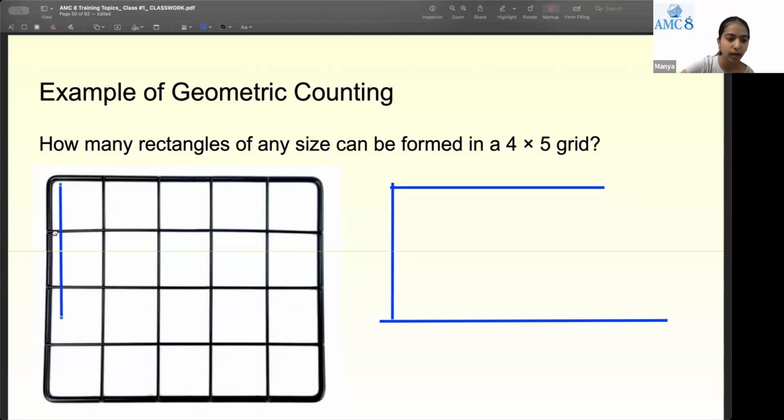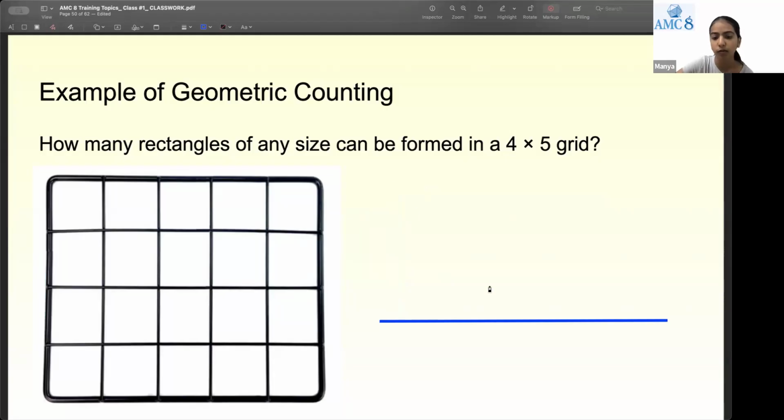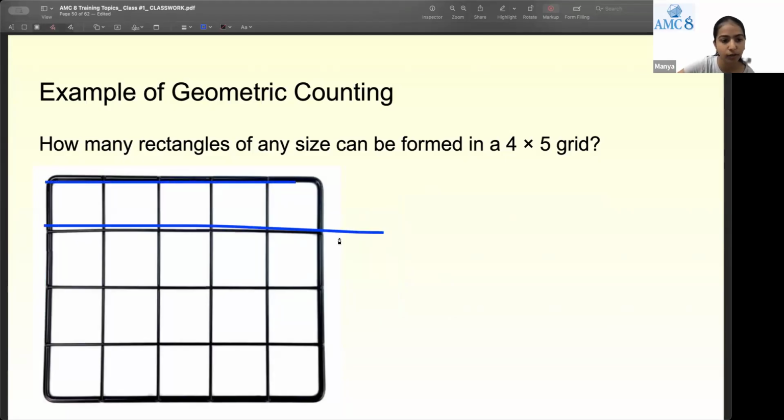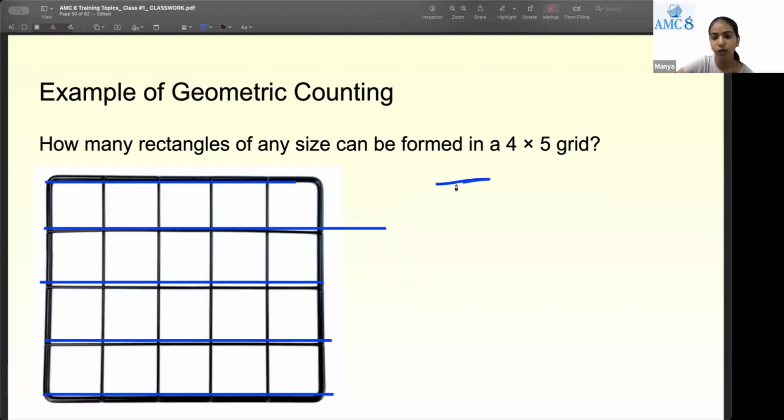So suppose that we have this line right here. How many vertical lines and how many horizontal lines are there on a 4x5 grid? 1, 2, 3, 4, 5. So there are 5 horizontal lines.